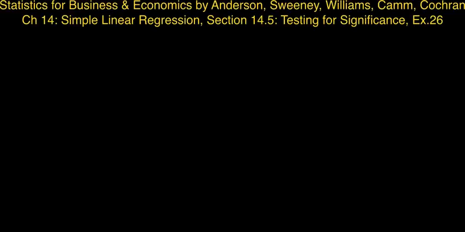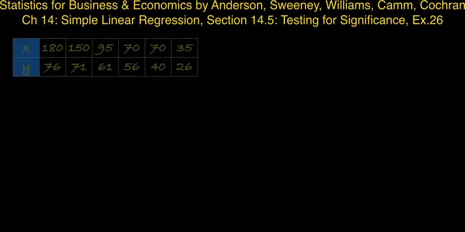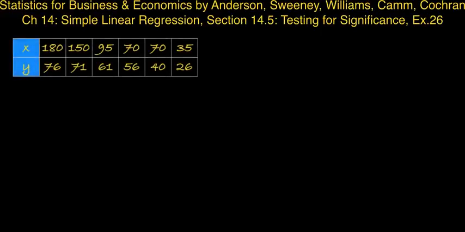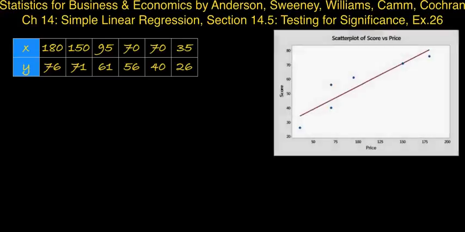In exercise 18, the data on price in dollars, which is X, and the overall score, which is Y, for 6 stereo headphones tested by Consumer Reports were as follows. And here's a scatter plot of the data, together with a simple linear regression line. Does the t-test indicate a significant relationship between price and the overall score? What is your conclusion? Use alpha equal 0.05.